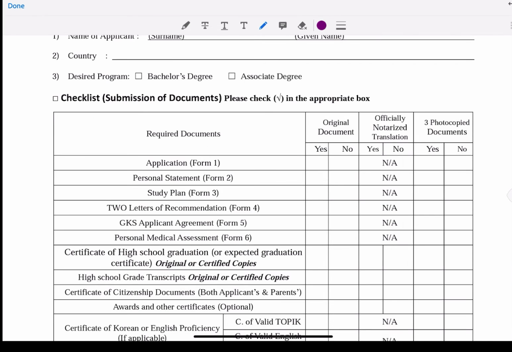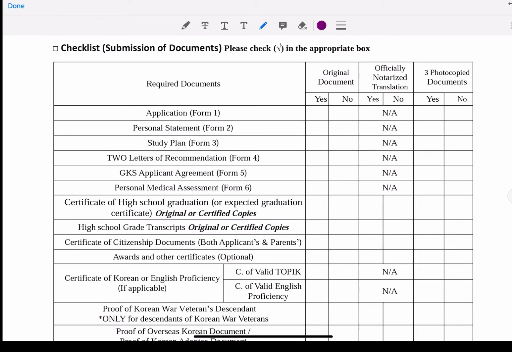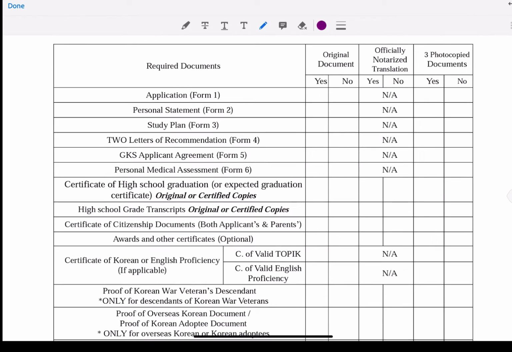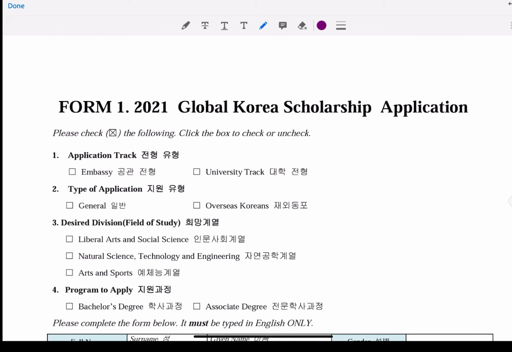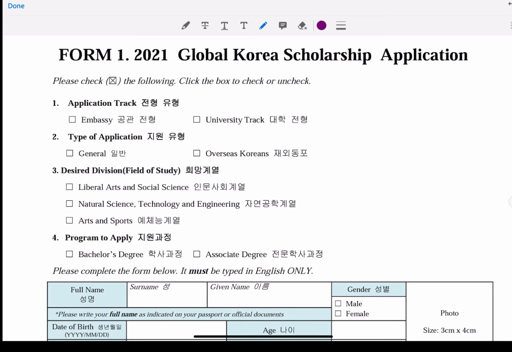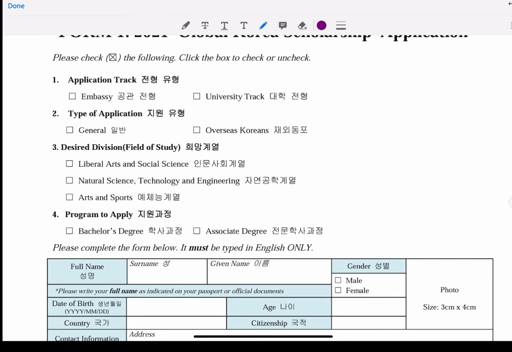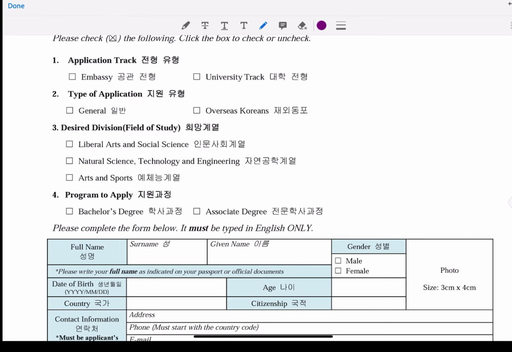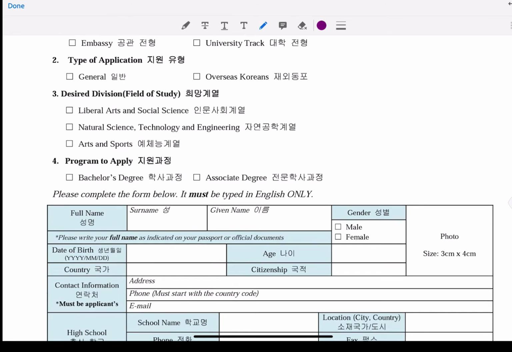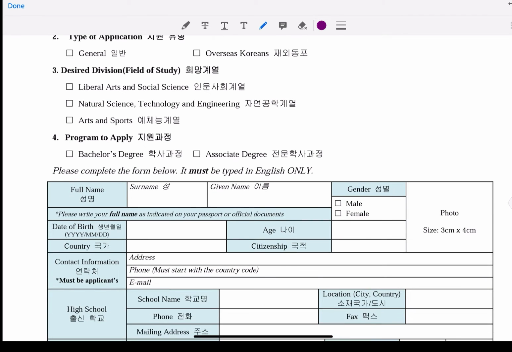In this checklist you have to tick all the documents that you have submitted, and inside you have to attach all the documents according to this list. And the form looks like this at first. Application track, embassy or university, whichever you wish to choose, you can tick. And the type of applicant can be general or overseas Korean. Most of you, I think, will be applying as a general candidate. And liberal arts and social science, natural science, or arts and sport, you can choose any of the fields that is your field of study.